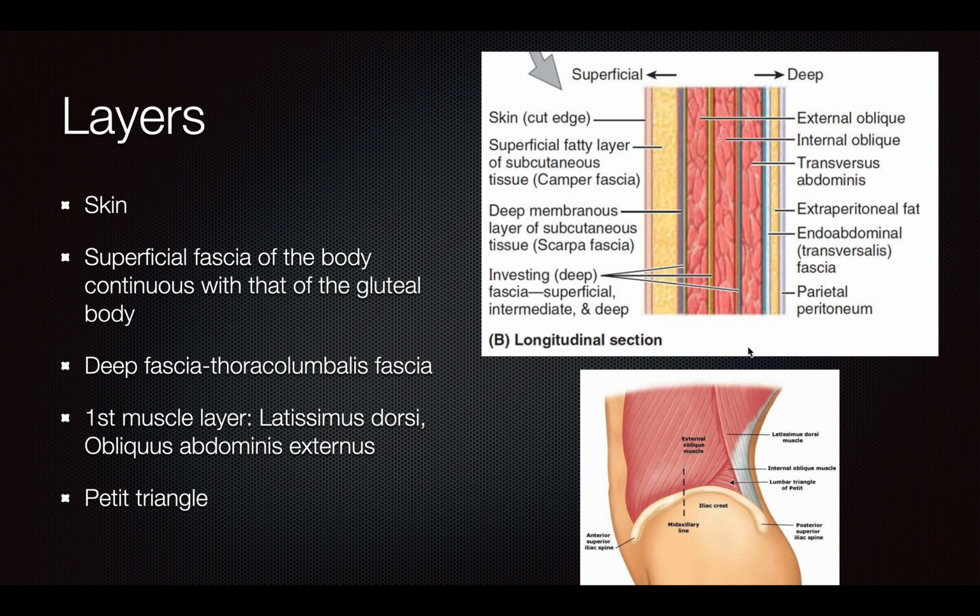And then there's going to be the Petit triangle or the lumbar triangle. It's bounded by the external oblique, the latissimus dorsi, and the iliac crest. And then the floor is going to be the internal oblique. This particular triangle is important because this is a site where herniations can occur.